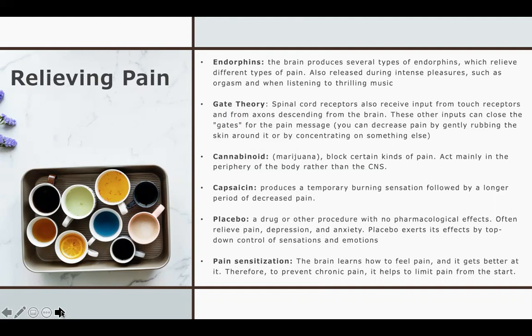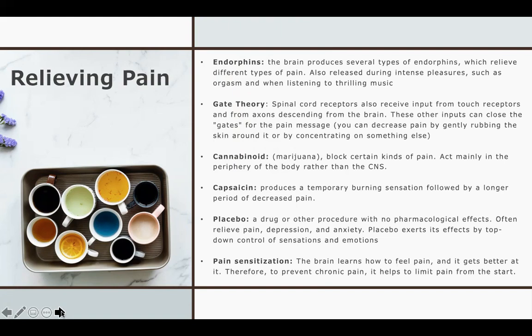So according to the gate theory, the spinal cord pain receptors also receive input from touch receptors and from axons descending from the brain. These other inputs can close the gates for the pain message, and they do so at least partly by releasing endorphins. You have no doubt noticed that when you have an injury, you can decrease the pain by gently rubbing the skin around it or by concentrating on something else. That's how to explain the gate theory.